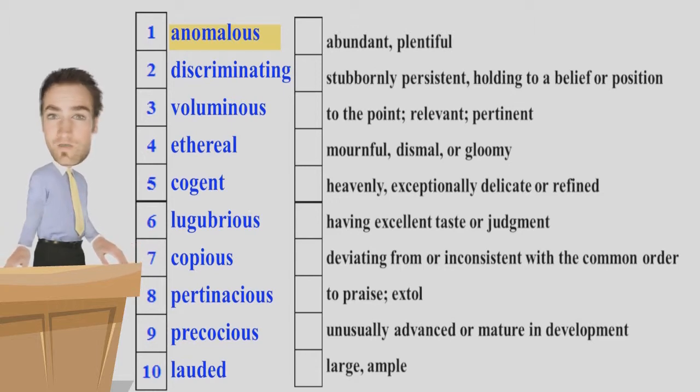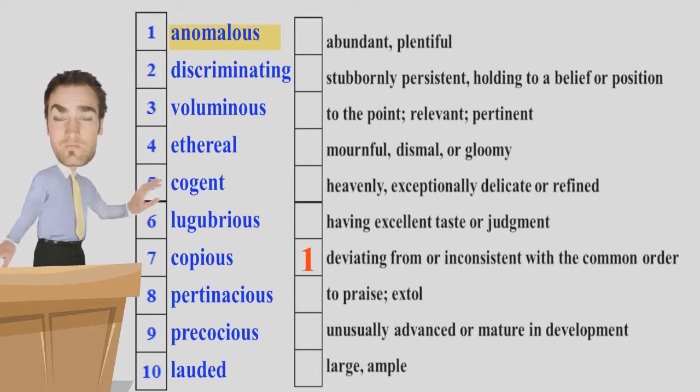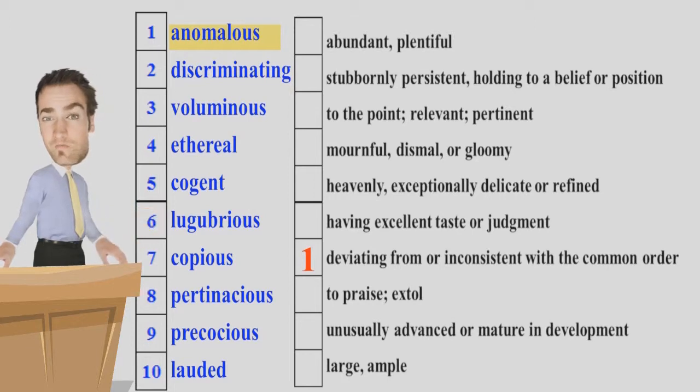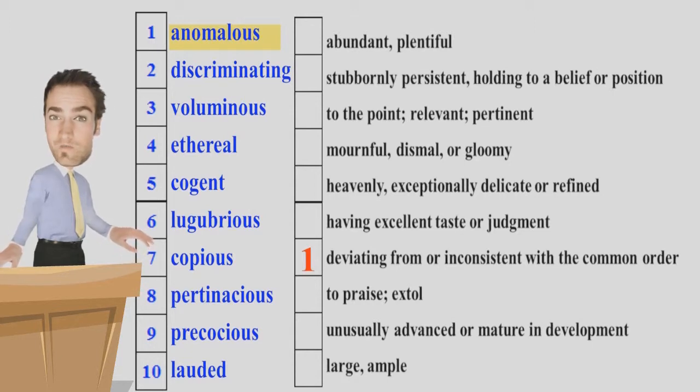And that sort of makes sense because that's what anomalous means. It's not the same thing. It's something that deviates from what you would expect. And that's why it should be paired up with the seventh definition down on the list. The seventh definition is deviating from or inconsistent with the common order. Anything that sort of surprises you because it just doesn't seem to fit might be considered anomalous.